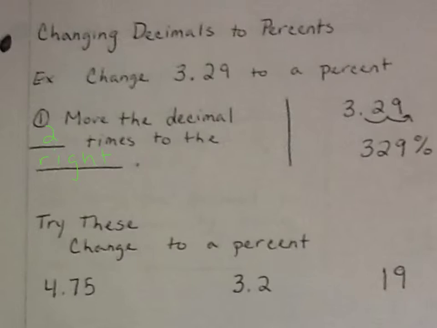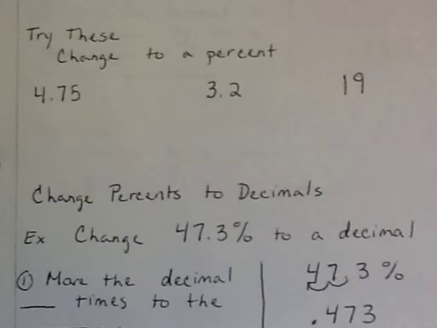So try these there. Pause it for a second and do the try these. Remember, it's always 2 times, so even if you only have one number, you still need to go 2 times. So go twice, and then if you have to, go ahead and add a 0 to fill in that last decimal place. So don't forget, it's always, always 2 times. Now give it a pause and let it go.